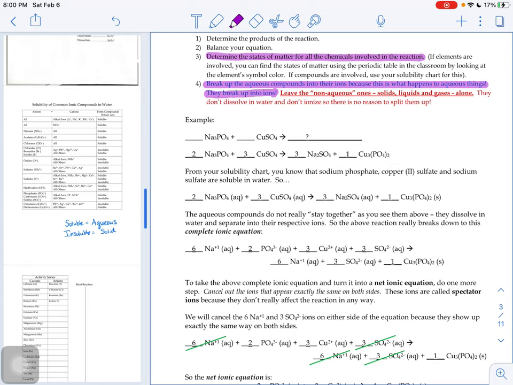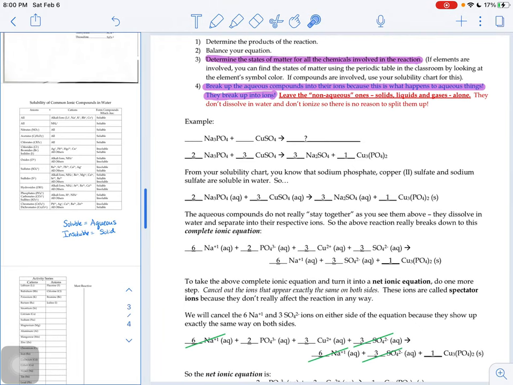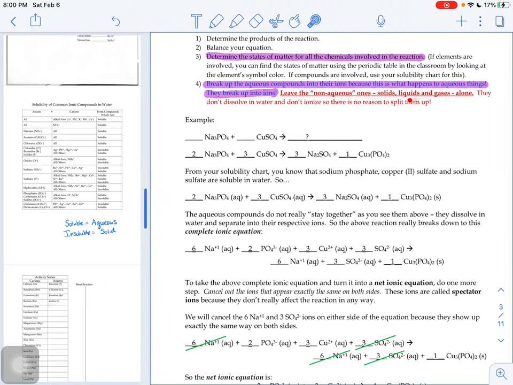So anytime you see your chemical's state of matter is aqueous, we're going to break up that aqueous thing into its components. Anything that's not aqueous, if it's a solid, a liquid, or a gas, we're going to leave that alone. Right now, you know how to tell if it's a solid. Liquids and gases, we'll get to those soon.